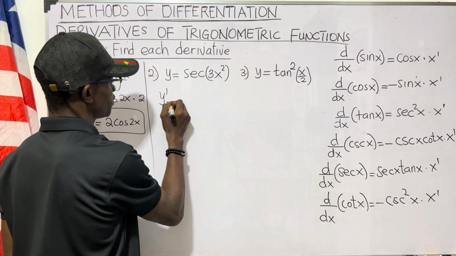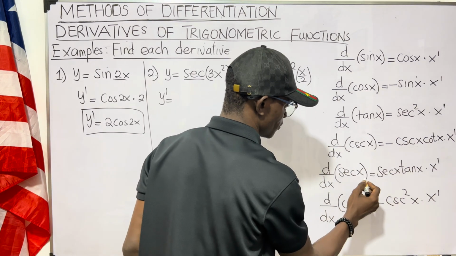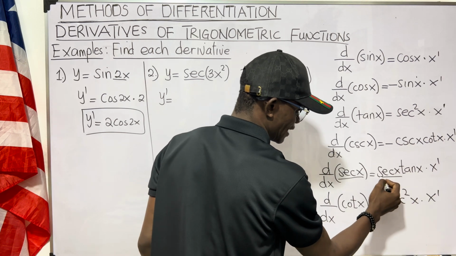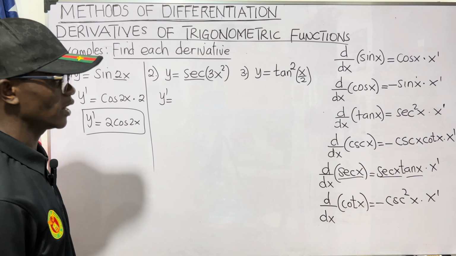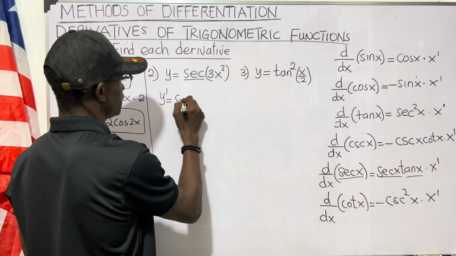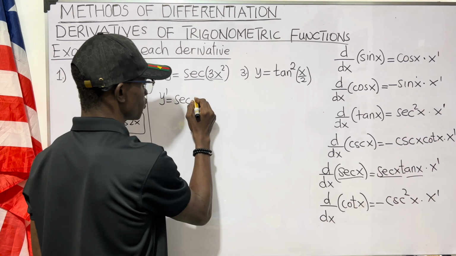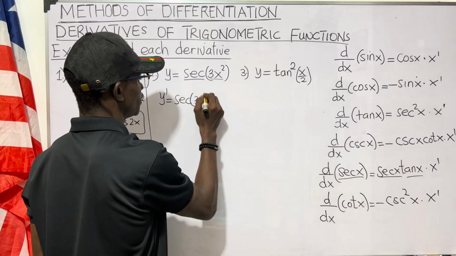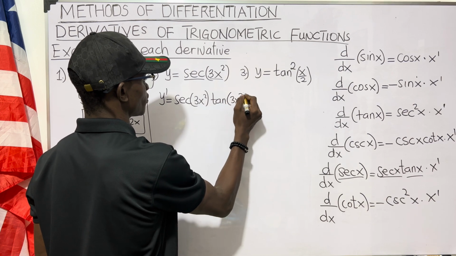Now, the next one says secant, or sec, of 3x squared. So y prime equals, what is the derivative of sec? The derivative of sec x is sec x tan x, or secant x tangent x, right? So we say secant x. But what is x? This whole thing is representing x. So it's secant of 3x squared times tangent of 3x squared.